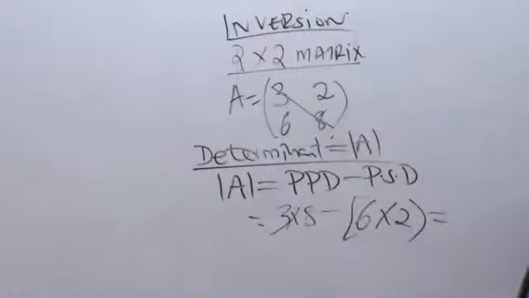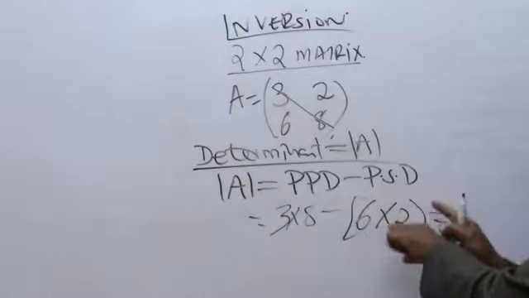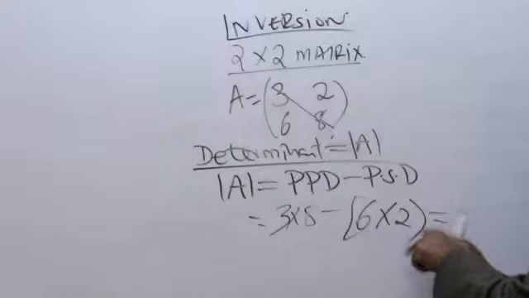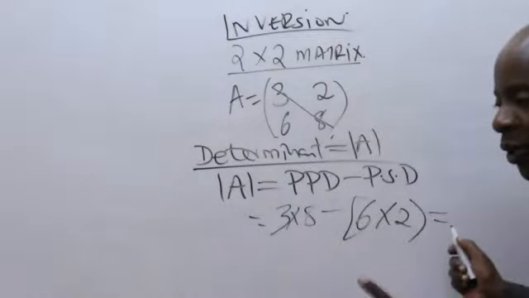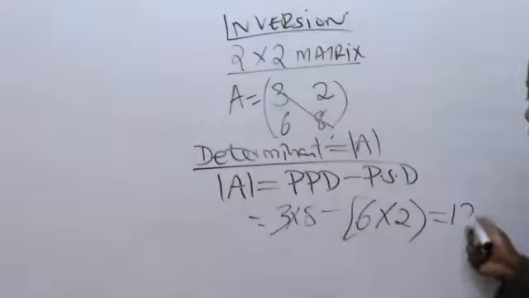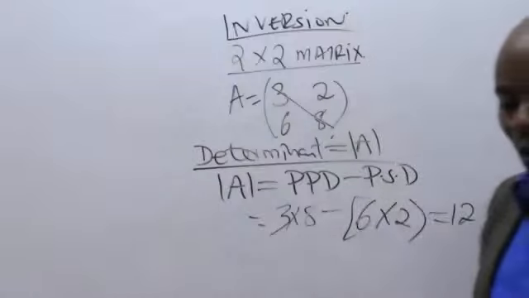Product of secondary diagonal must always be put in brackets, especially whenever you have one or all the elements inside the secondary diagonal being, for example, negative. So could you kindly give me an answer here? What is our determinant? According to Benjamin Munyoki, we have 12. Mohammed has been able to confirm this figure.